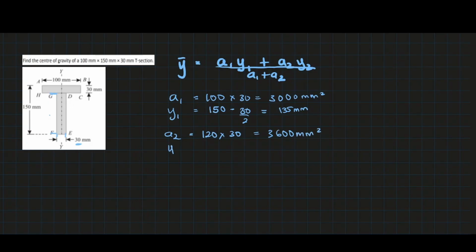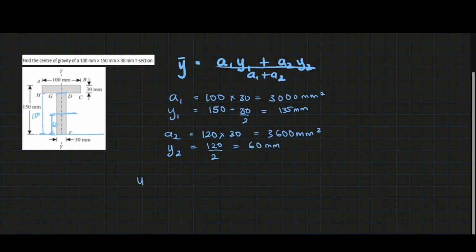And lastly, y2, which is its centroid from the axis of reference. Again, this is our axis of reference. And the centroid is at the center of its shape, which is somewhere along here. If here is 120, that means at the centroid, from here to here will be 60. So it's simply going to be 120 over 2, which is equal to 60.